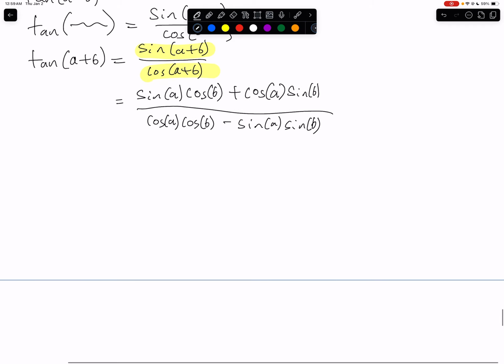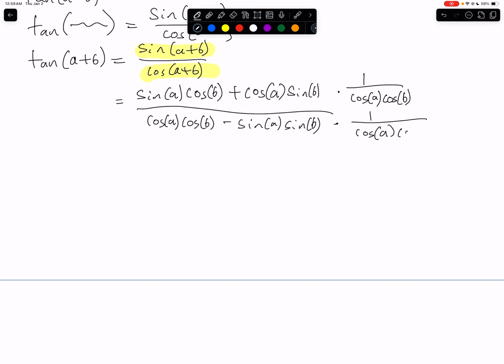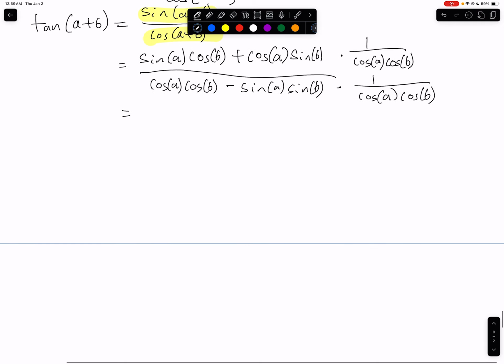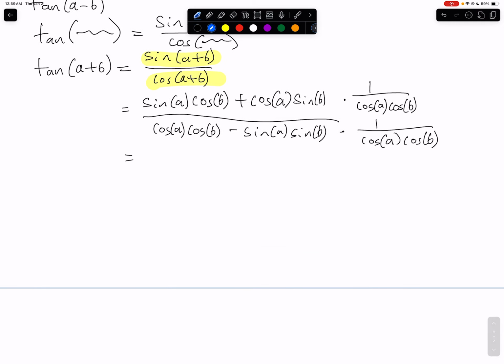We're going to want to multiply the numerator and the denominator by 1 over cosine a cosine b. This is a completely valid property of fractions: what we multiply with the numerator, we multiply with the denominator. If we do this here, we distribute it. I'm just going to write out the distribution, because why not? Do it to this, this, this, and this.